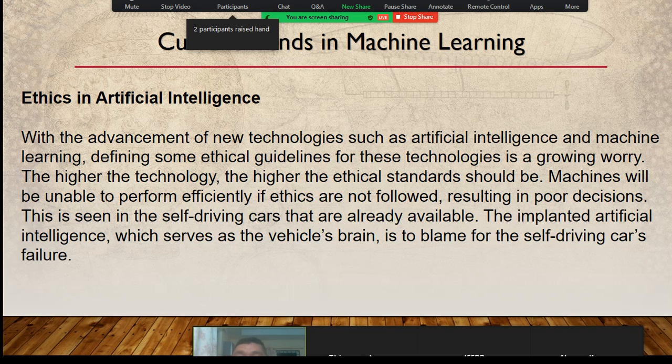Next, we have here ethics in artificial intelligence. With the advancement of new technologies such as artificial intelligence and machine learning, defining ethical guidelines for these technologies is a growing worry. The higher the technology, the higher the ethical standard should be. Machines will be unable to perform efficiently if ethics are not followed, resulting in poor decisions. This is seen in self-driving cars that are already available. The implanted artificial intelligence, which serves as the vehicle's brain, is to be blamed for self-driving cars' failure.